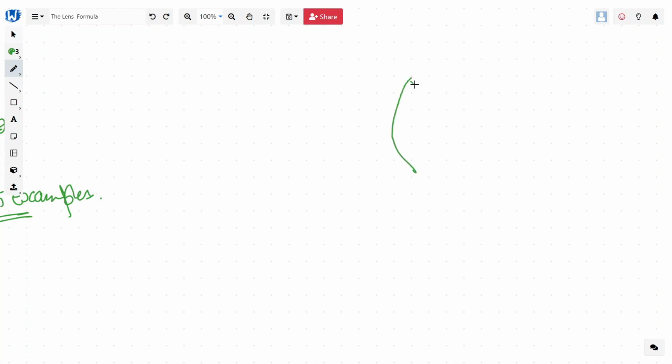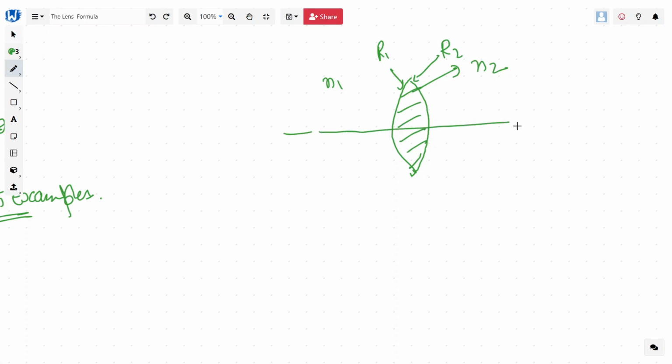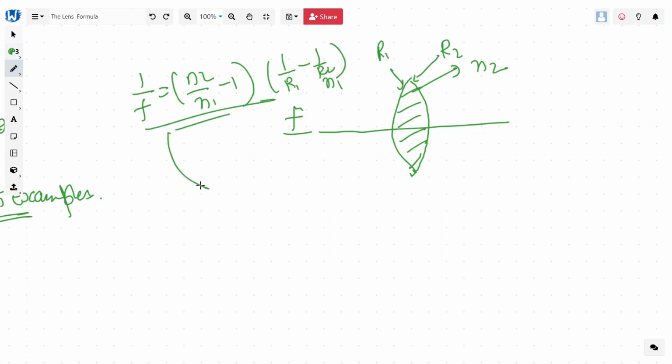It was very simple. So here we have a lens, and this radius is R1, this was R2, and let's say it is in a medium with refractive index N1 and the refractive index of the lens is given to be N2. The lens maker formula says that we can have a focal length f given by 1 by f is equal to (N2 by N1 minus 1) into (1 by R1 minus 1 by R2). You can watch the video on the lens maker formula where we derive this formula.